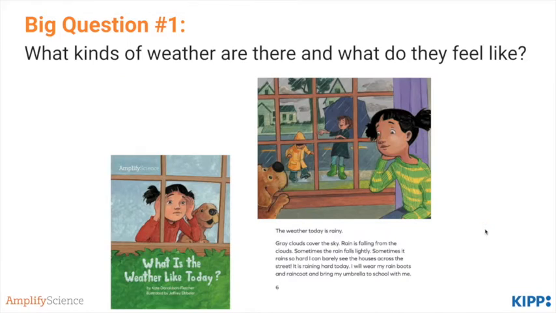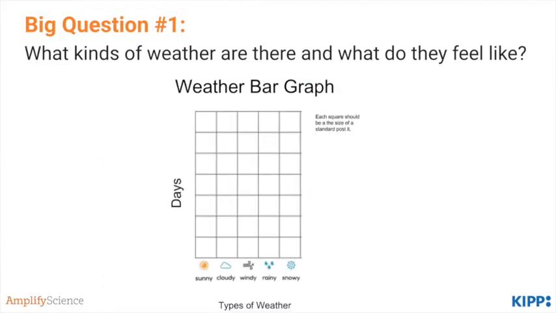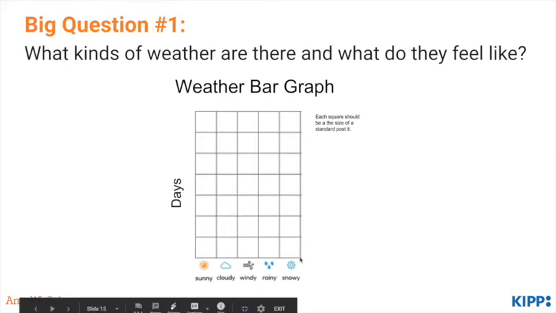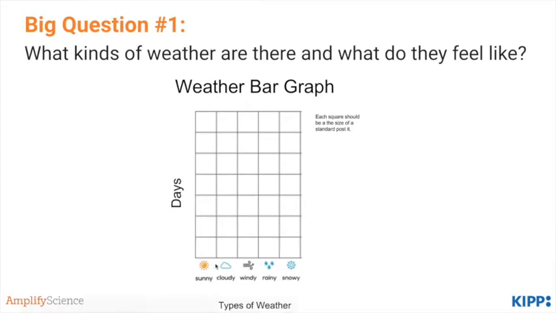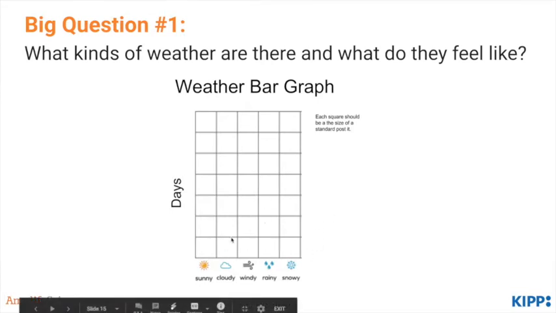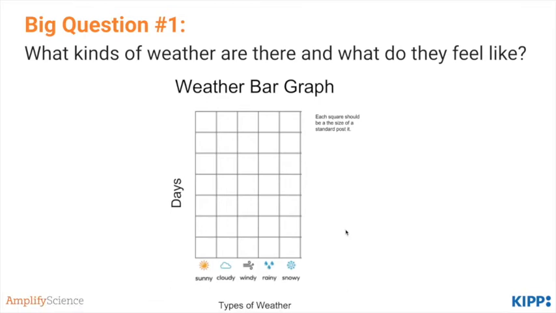They read the book, What Is the Weather Like Today?, about a girl who looks out the window every morning to try and determine what she should wear for the weather that day. In this first lesson, students will begin a weather routine that they'll complete at the beginning of class each day, where they'll look out the window, discuss what the weather's like that day, and fill in a square in the graph depending on what the weather is for that day. By the end, they'll have a fully completed weather bar graph.